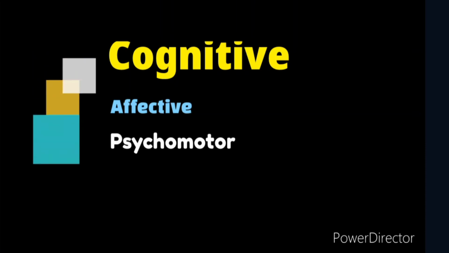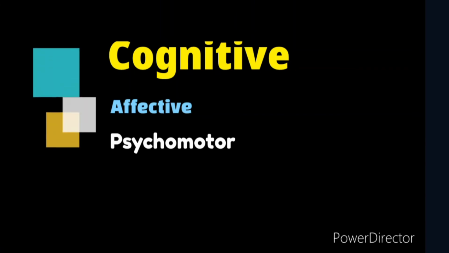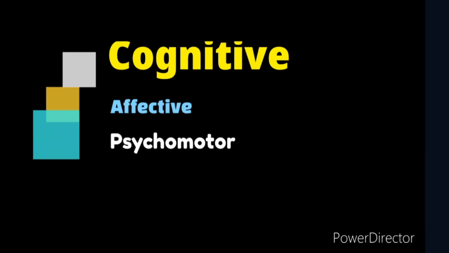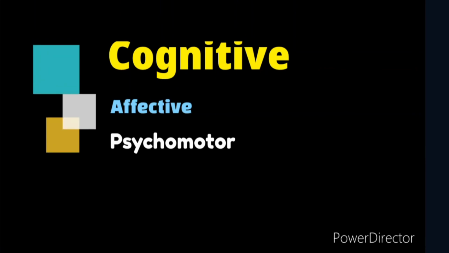The second is the affective. What is affective? Affective refers to growth in feeling or emotion. The categories of affective are receiving, responding, valuing, organizing, and internalizing. The third one is psychomotor. Psychomotor refers to manual or physical skills. The categories of psychomotor are observing, imitating, practicing, and adapting.